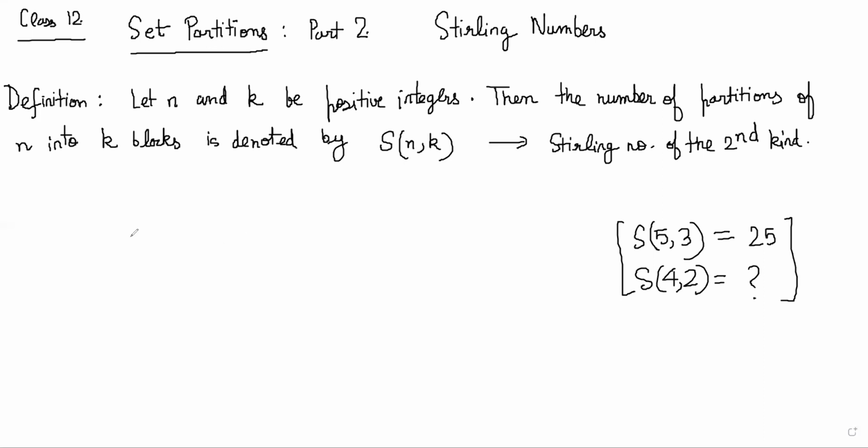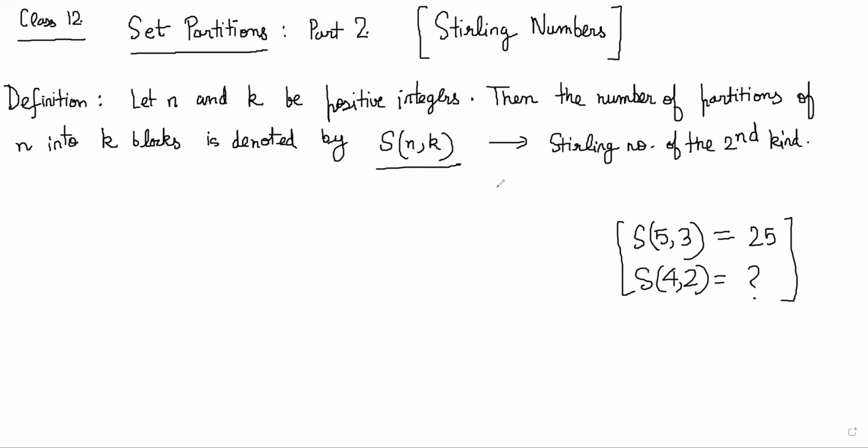So now what we want to do is generalize that concept. The generalization involves a class of numbers called Stirling numbers, and this is what this video is about. So let's do the definition. Let n and k be positive integers. Then the number of partitions of n into k blocks is denoted by the symbol S(n, k), and this is called a Stirling number of the second kind.